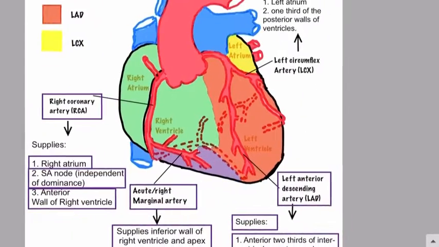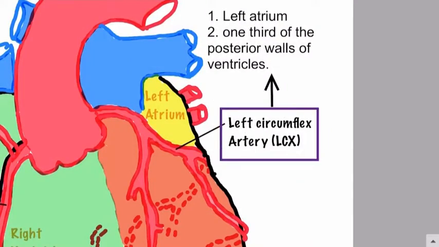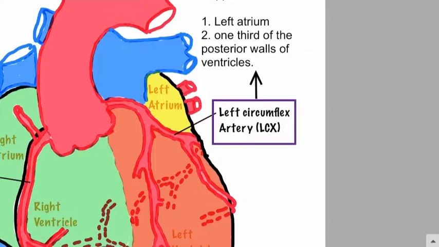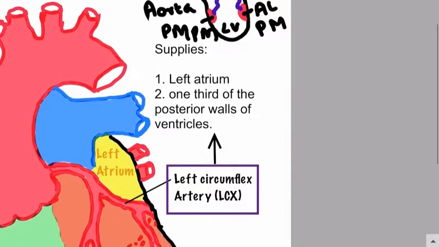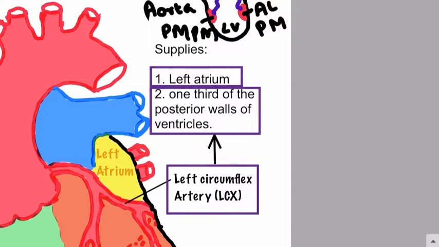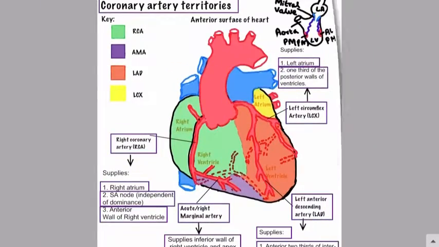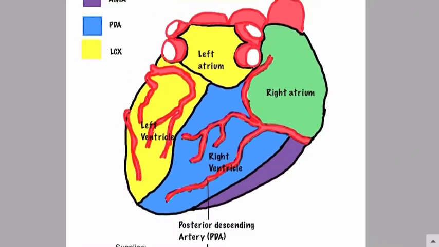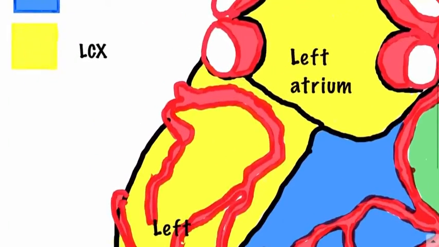Okay guys, if we talk about the LCX, or the left circumflex artery, the region of the heart supplied by it is highlighted with yellow. And you should know that the LCX supplies the left atrium and 1/3 of the posterior walls of the ventricles. Guys, what is meant by that? For that, we need to discuss the posterior surface of the heart. This is the posterior surface. We can see that the yellow region is supplied by the left circumflex artery, or LCX.